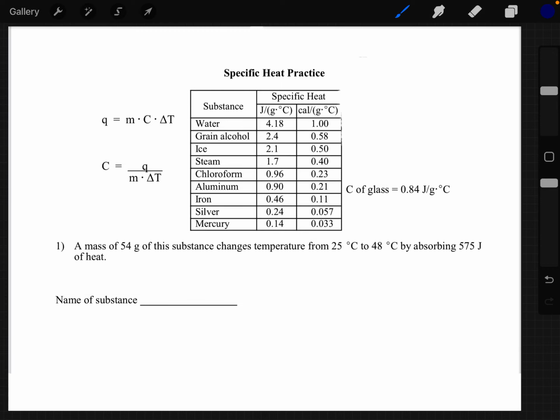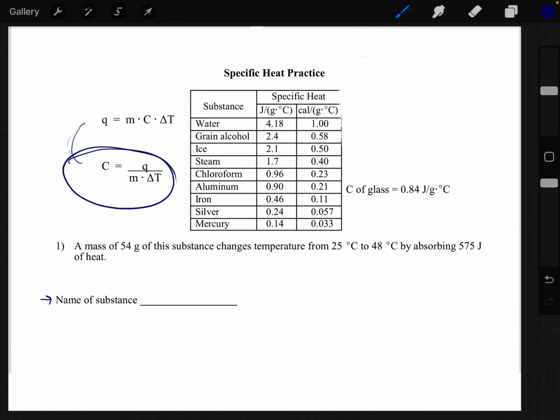Okay, this video is about how to find the identity of a substance when you're given all the other variables in the specific heat equation, the Q equals mc delta T. So this video is about using this formula. Even though these two are the same thing, if you've watched my other video, it's just moving the equation around to get C by itself.